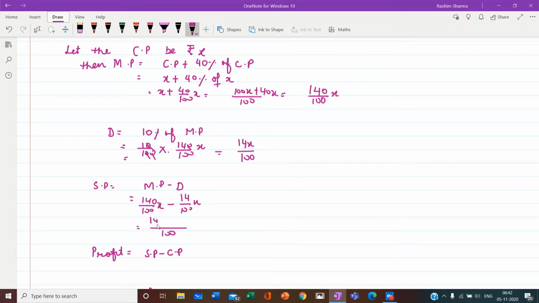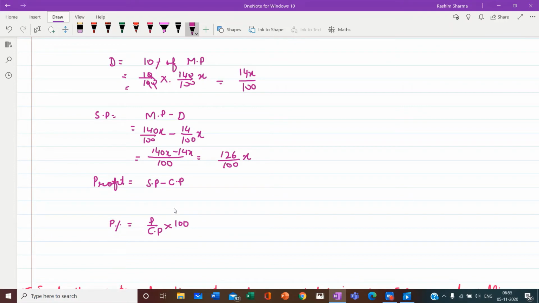So we get here 140x minus 14x. So it becomes here 126 upon 100x. Okay. Now we got SP is 126 upon 100x. So profit is equal to selling price minus cost price. So we get here 126 upon 100x, and for the cost price we have taken x initially.